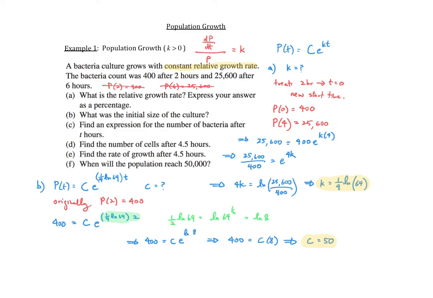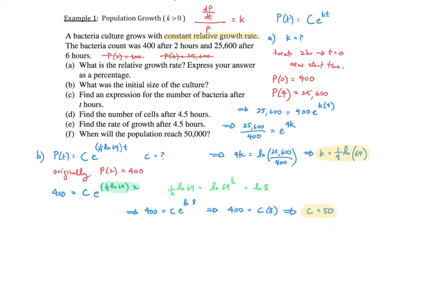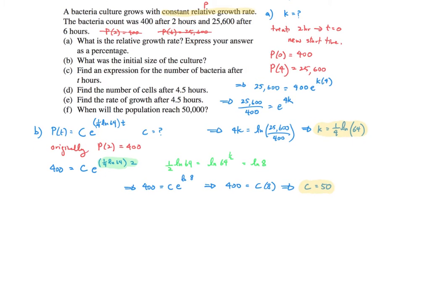Let's continue working on example 1, which discusses population growth. We are starting from part C here, which says find an expression for the number of bacteria after T hours. So for this question, we're basically taking our results from parts A and B and just putting them together.